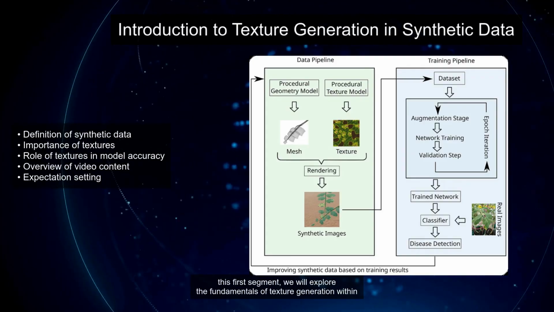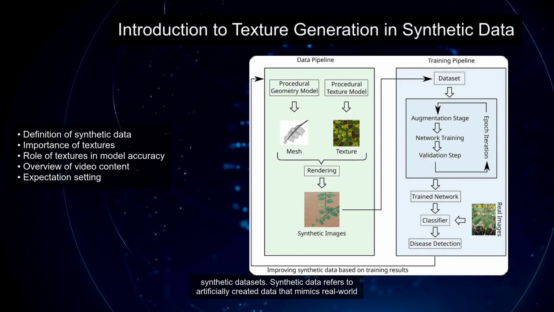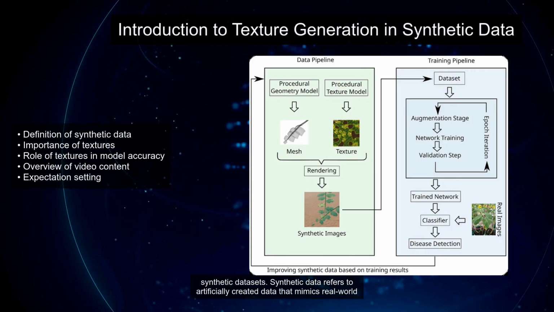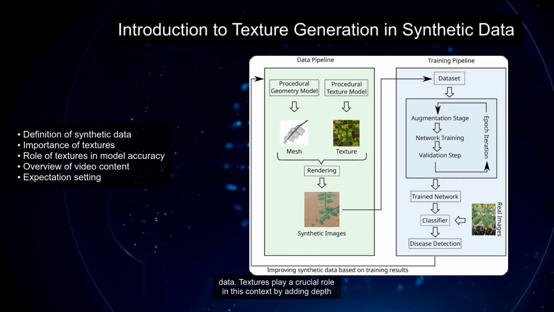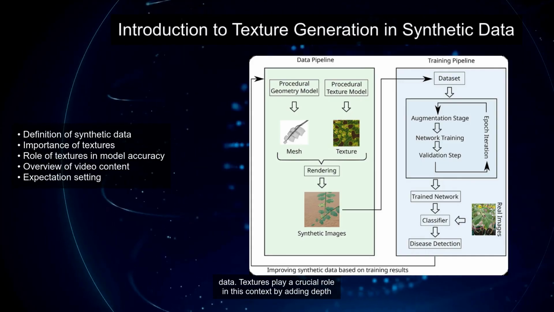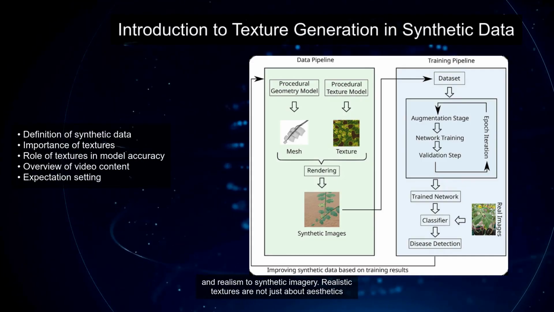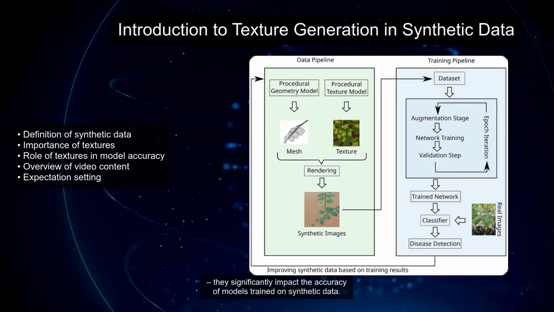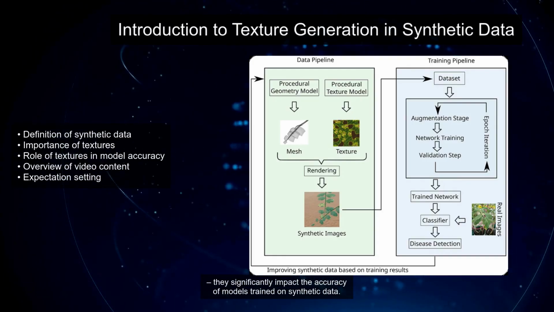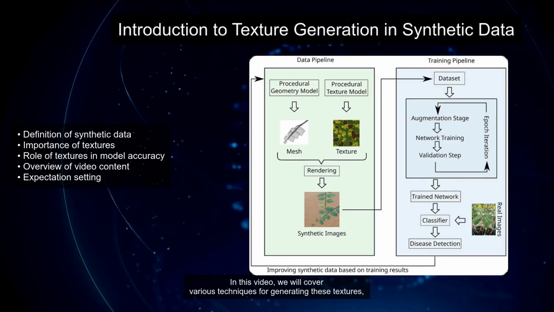In this first segment, we will explore the fundamentals of texture generation within synthetic datasets. Synthetic data refers to artificially created data that mimics real-world data. Textures play a crucial role in this context by adding depth and realism to synthetic imagery. Realistic textures are not just about aesthetics, they significantly impact the accuracy of models trained on synthetic data.